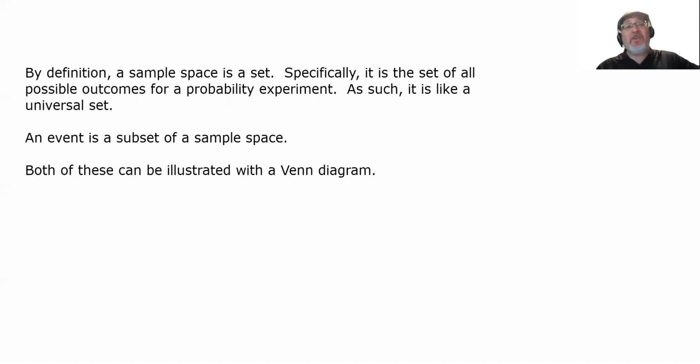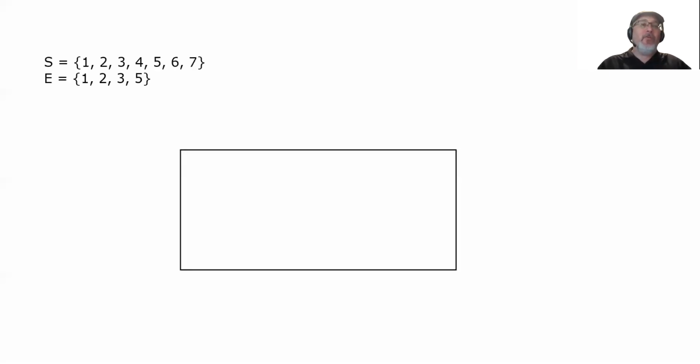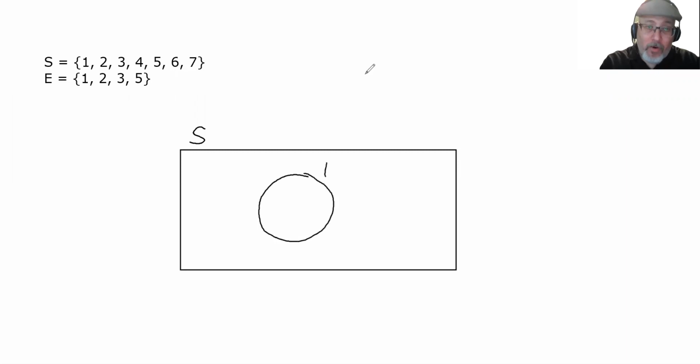In fact, let's do that for a specific example earlier in this video series, where we had a sample space of 1, 2, 3, 4, 5, 6, 7, and our event was 1, 2, 3, and 5. We can easily draw a Venn diagram for this by labeling the universe as S and drawing a circle for our event, and put the elements of the event, the outcomes, inside that circle: 1, 2, 3, 5. But if we're going to draw a Venn diagram, we need all elements of the sample space represented.